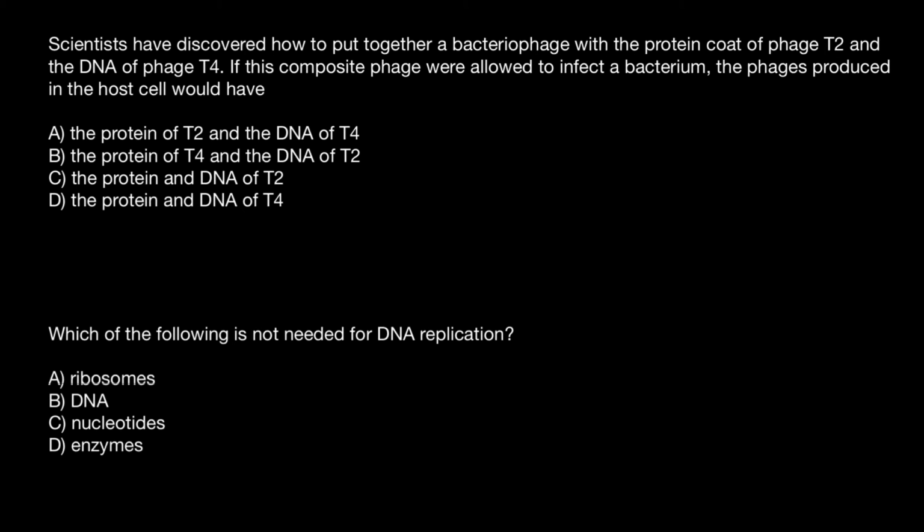Today's first problem is: scientists have discovered how to put together a bacteriophage with the protein code of the phage T2 and the DNA of the phage T4. If this composite phage were allowed to infect a bacterium, the phages produced in the host cell would have, and you have to choose one of these answers.